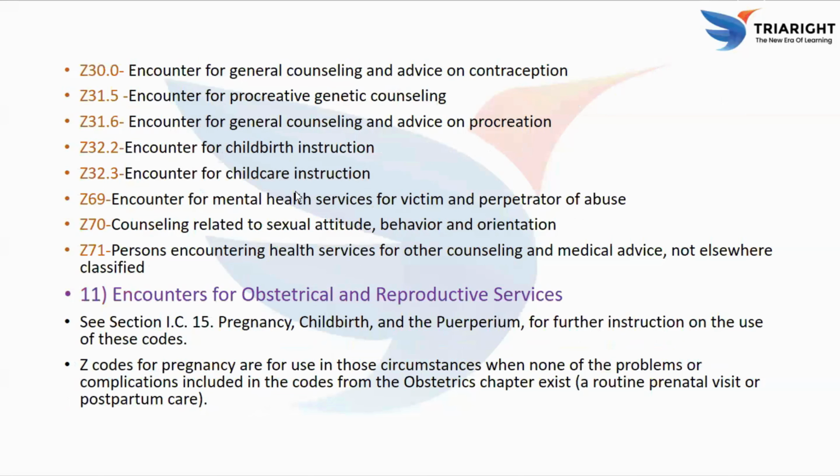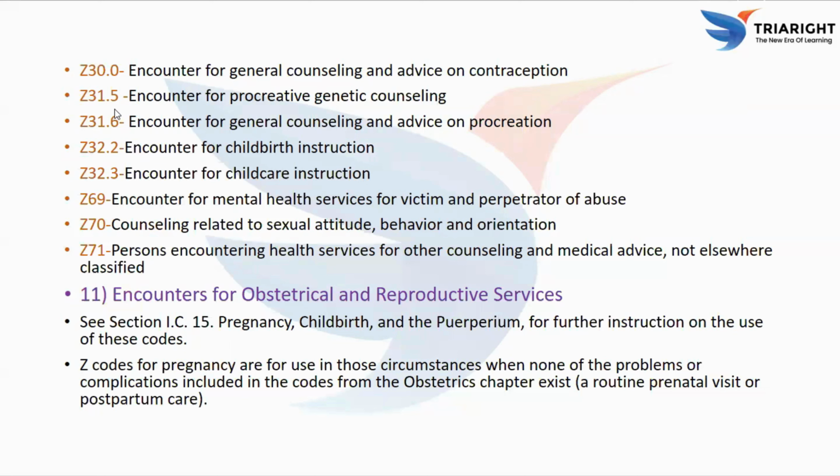So here are some counseling codes. Z30.0 is used for general counseling and advice on contraception. That is, it is used when a patient comes for family planning advice or a birth control methods discussion. Examples are counseling on oral contraceptive pills, advice on IUD or condoms, and there is no pregnancy or illness involved.